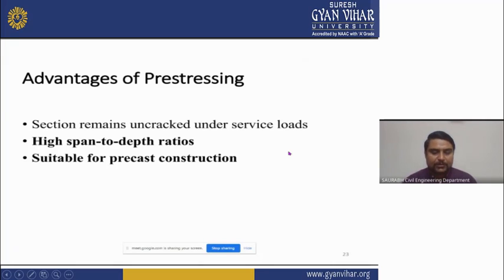Now we will see a very important topic of prestressing. We will see the advantages of prestressed concrete. First, the section will remain uncracked under the service load, high span to depth ratios are possible in prestressed concrete, and it is suitable for precast construction. As we saw, many structures are precast on one side and assembled on the site. That is precast construction. And metro is also one type of precast construction.